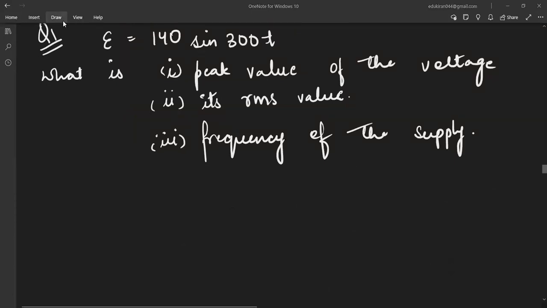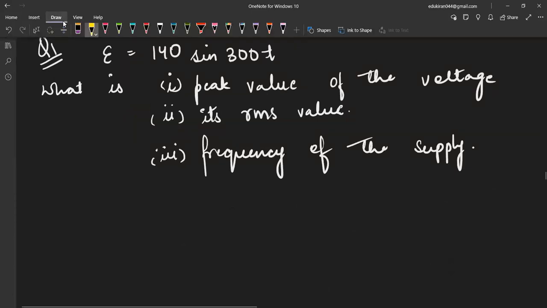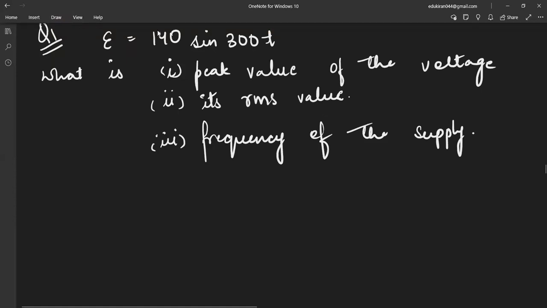See class, let us discuss this question because these types of questions will come a lot. It is saying E is equal to 140 sine 300t, right? You have to find out the peak value of the voltage, its RMS value, and its frequency of supply. It's a very, very easy question. It's just that you have to compare it with the standardized equation. The equation given is 140 sine 300t.